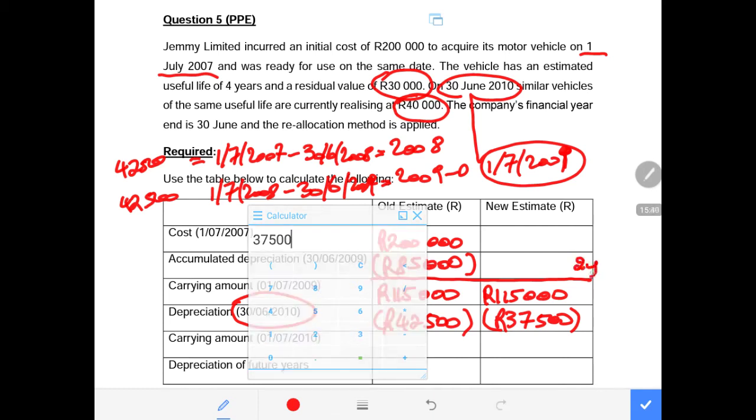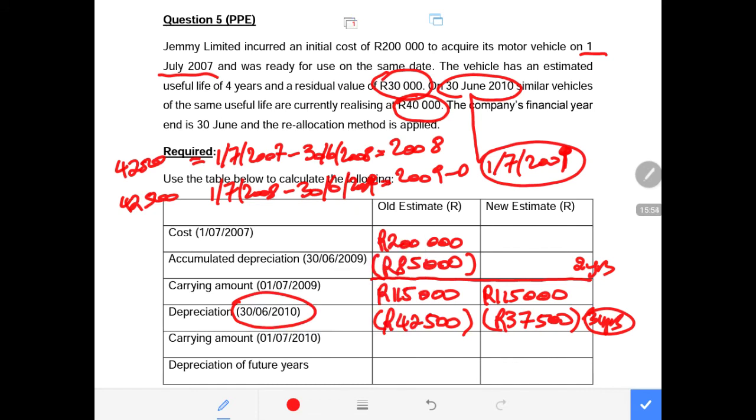Remember, once again, I want to highlight this is 2 years, this is 3 years, or this is the 3rd year in other words. There are 2 years gone, this is year 3. So now how many years are left? Only 1 year that is left. So now the remaining depreciation for the future, which is the depreciation of future years, will only be a depreciation for 1 year. So now let us draw the line.